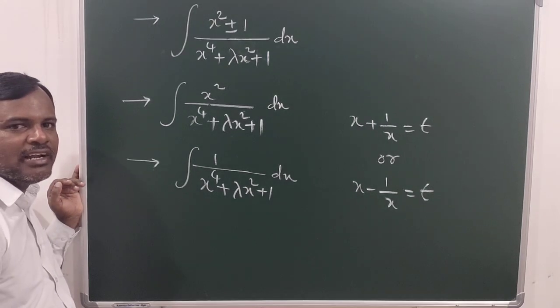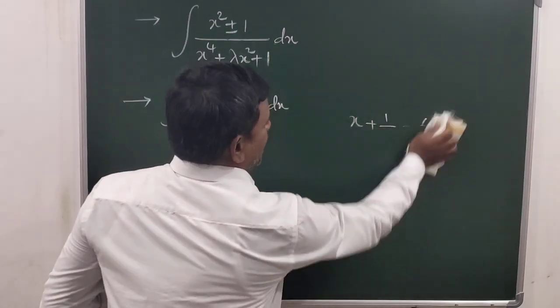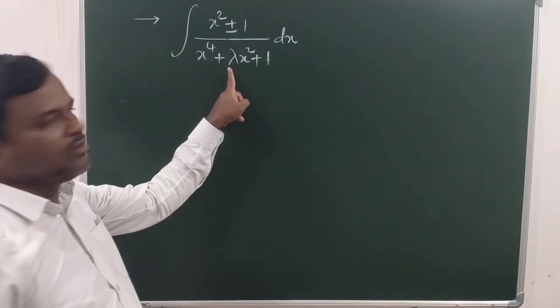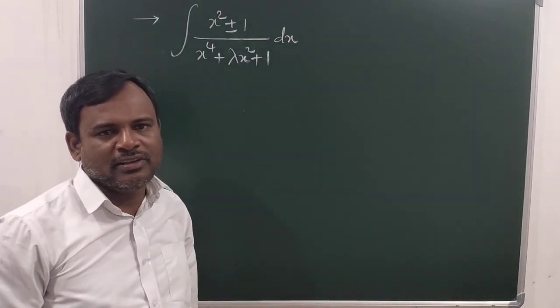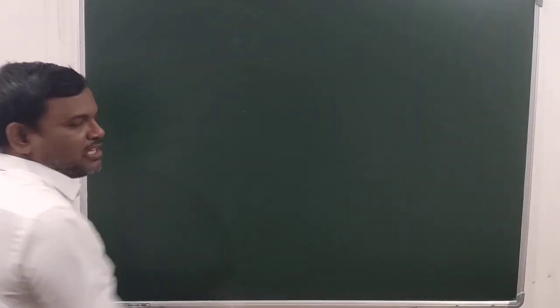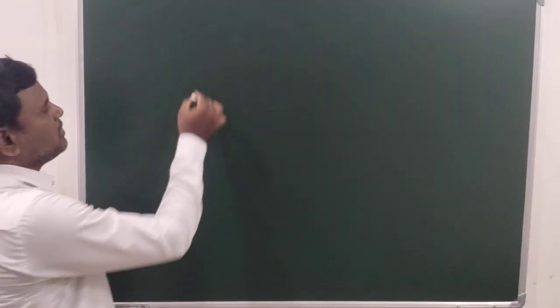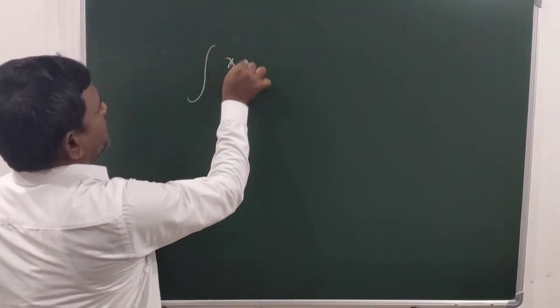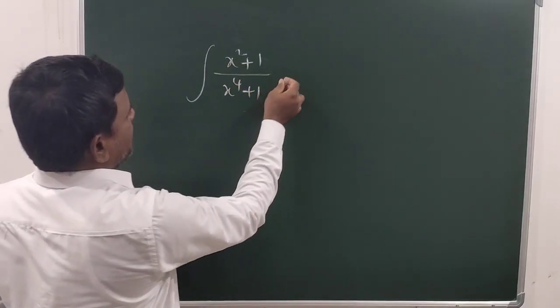Observe the three integrals where lambda is a parameter. What is lambda here? It is a constant which belongs to the real numbers. Now let us see a few examples based on these models. See the first one, integral of x square plus 1 by x to the power of 4 plus 1 dx.